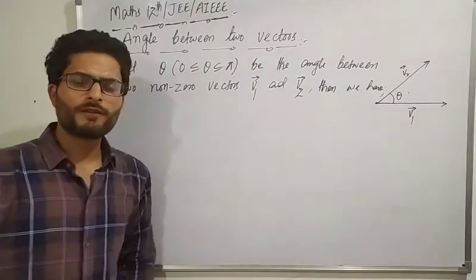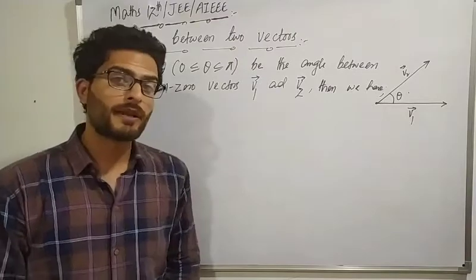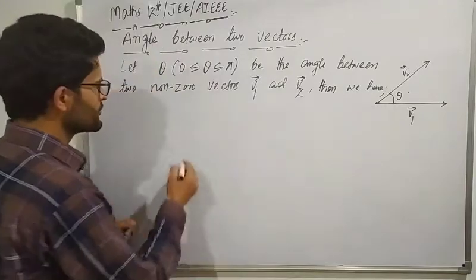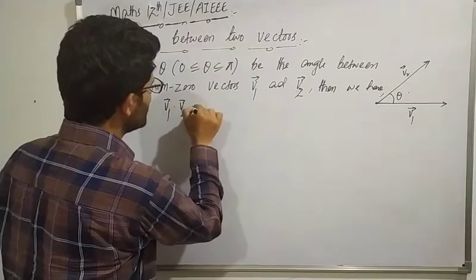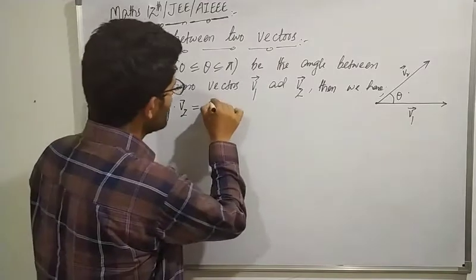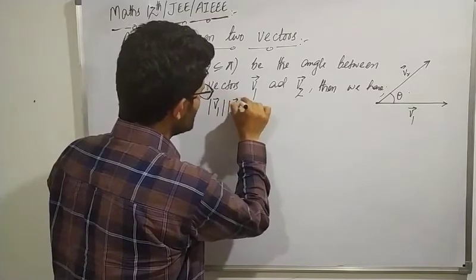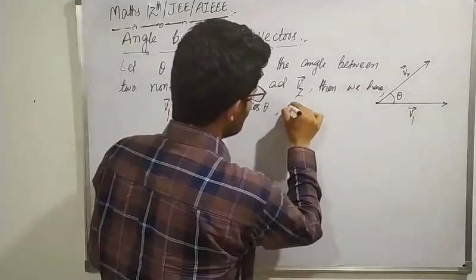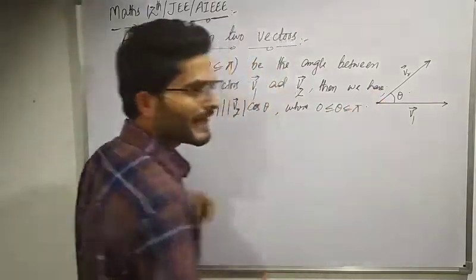here we will use the definition of the dot product of two non-zero vectors. What is the dot product of two non-zero vectors by definition? That is the product of their moduli and cosine of the angle between them. So v1 dot v2 is equal to the product of their moduli, that is magnitude of v1 into magnitude of v2 into cos theta, that is cosine of the angle between them, where 0 is less than or equal to theta is less than or equal to pi.